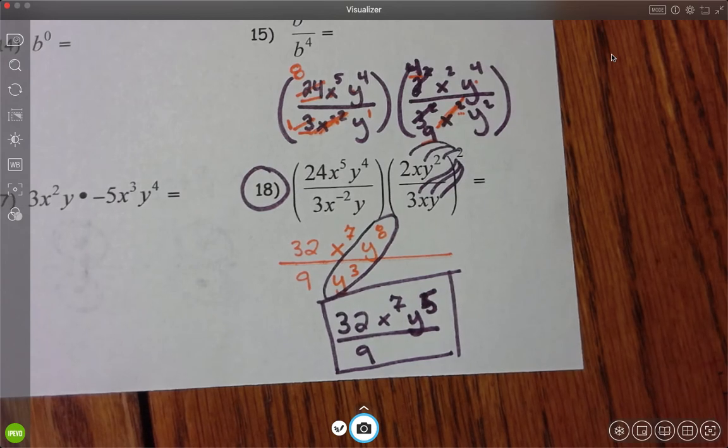Okay. All right, so review of exponents, that should all be stuff that you've done before. We're going to do radical expressions in the next video, and that's all I have.